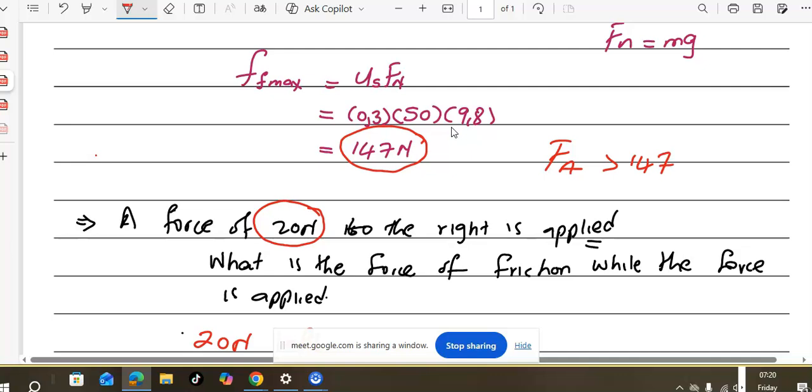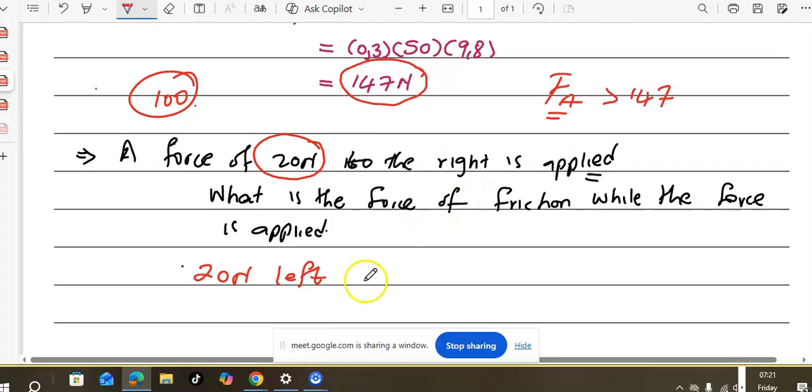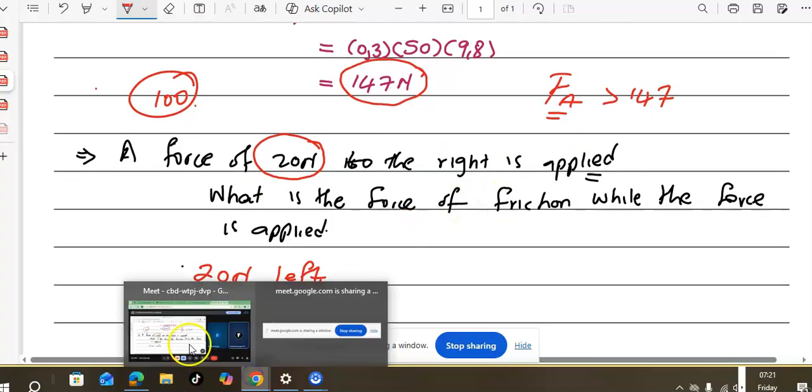Even if we change the force and put the force as 100, the frictional force will also be 100. Why? Because in order for the crate to move, we need a force that is larger than what? That is larger than the maximum force.